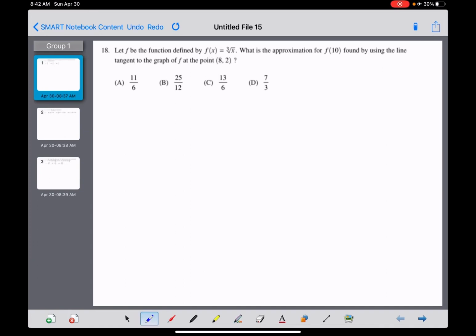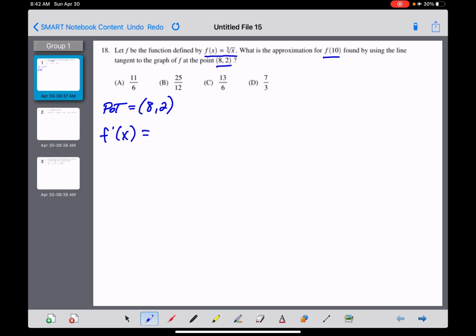Okay, in number 18, they've given us a function right here. f of x is the cube root of x. They want an approximation for f of 10 found by using a tangent line approximation right here at the point (8, 2). So, two things we need for a tangent line. We need our point of tangency, but they've already given that to us right here as (8, 2). The second thing we need is the slope of the tangent, and that'll come from finding the derivative here first.